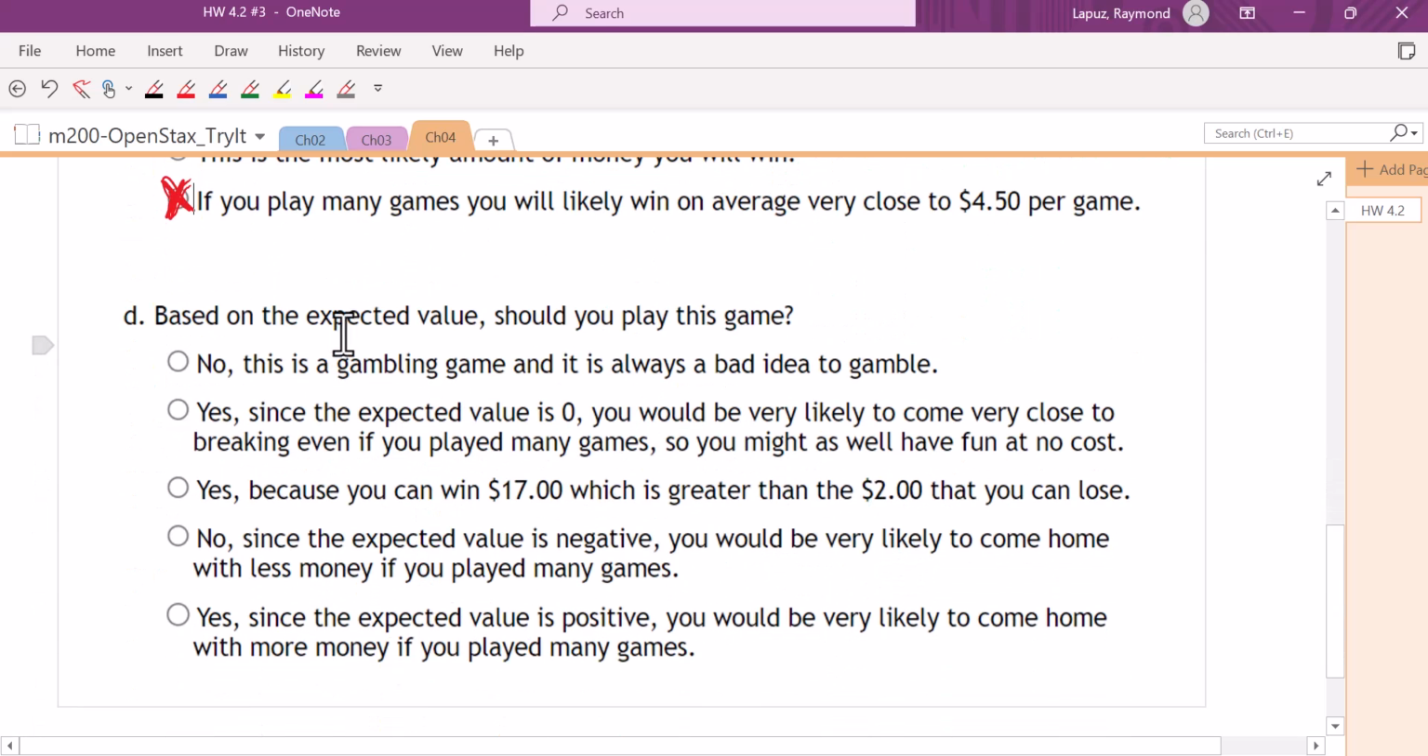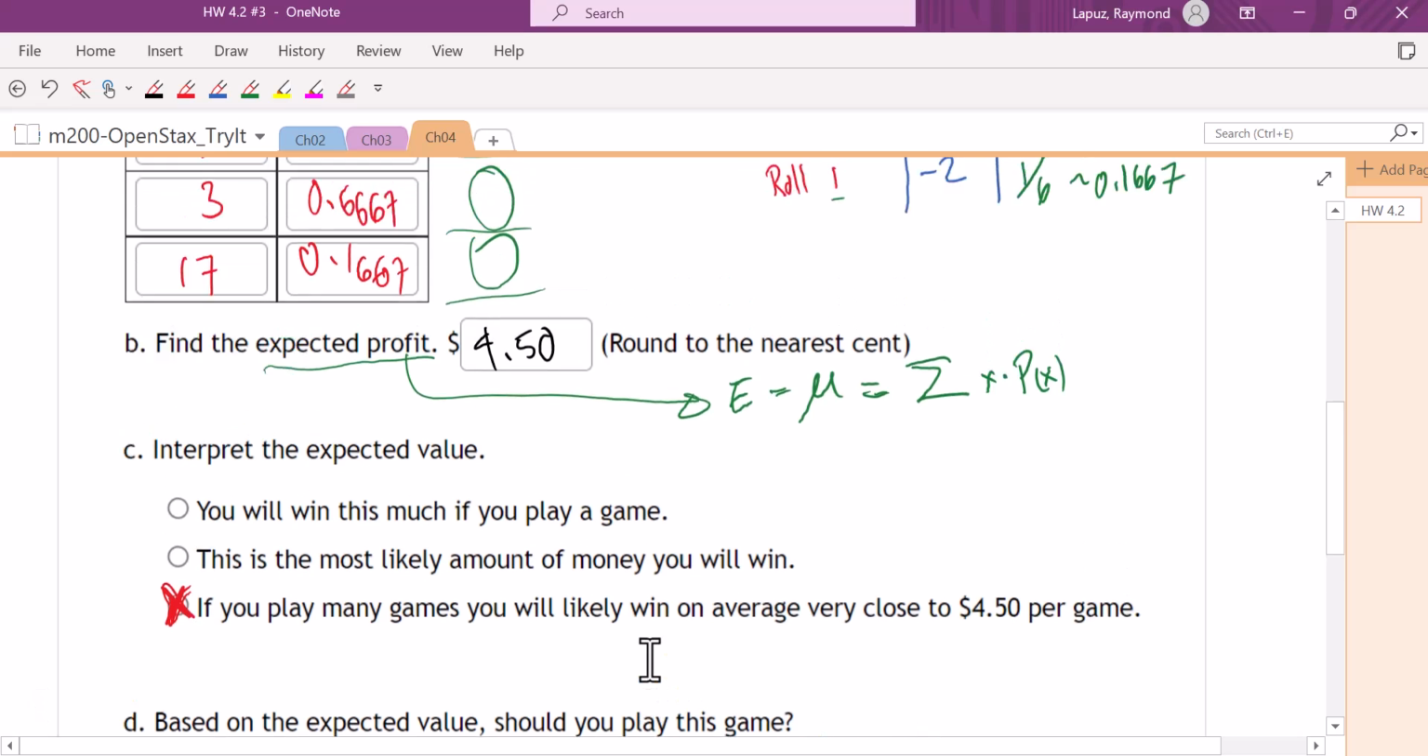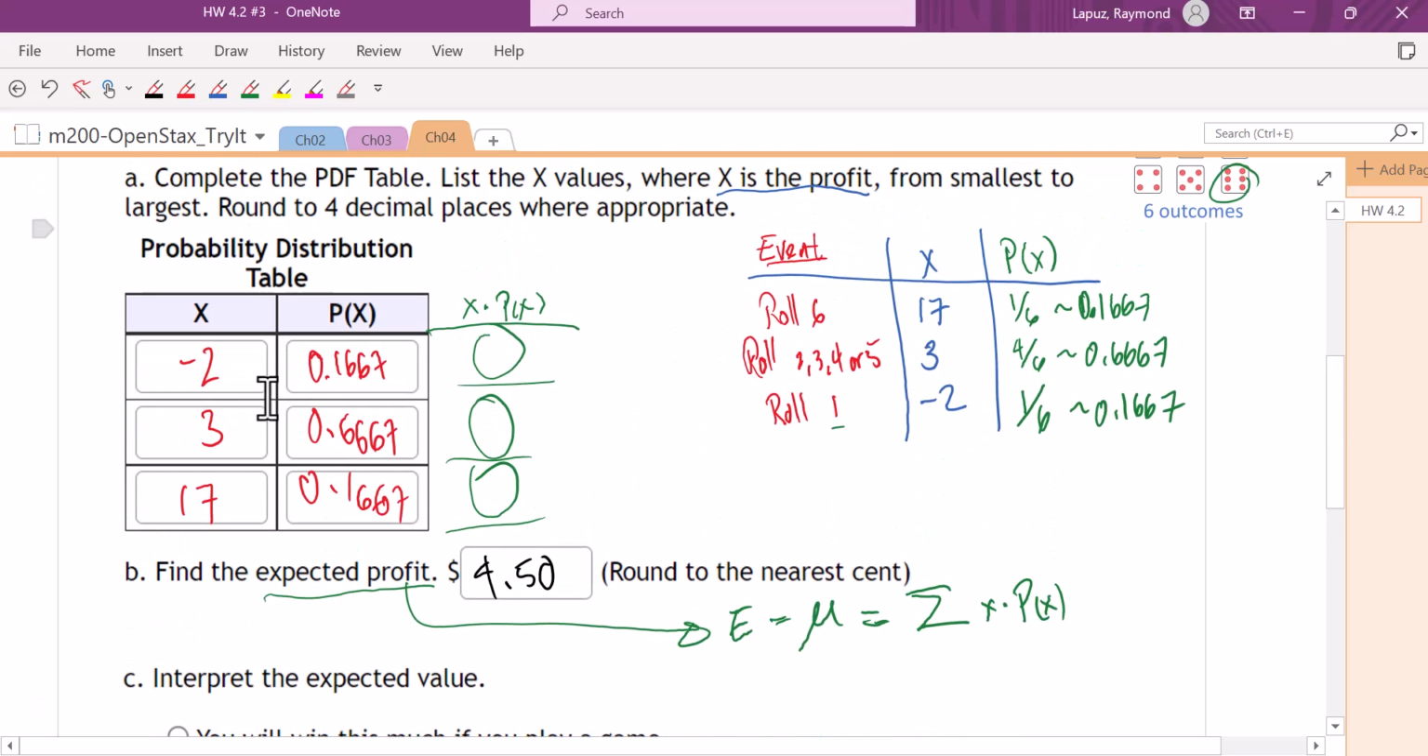And then finally, based on the expected value, should you play this game? Well, before looking at any of the choices, I'm seeing this is a game. You could possibly lose $2, or you could possibly win $17, or possibly win $3. So winning or losing these individual amounts is not really that telling in terms of the long run of the game. But if your expected value is at all positive, in this case it's positive $4.50, then this is probably going to be a good game for you. Now, if it's a negative number, regardless of how small the negative number is, in the long run, you're going to be expected to lose that much money for every game that you play. But here, you're going to be expected to win $4.50.